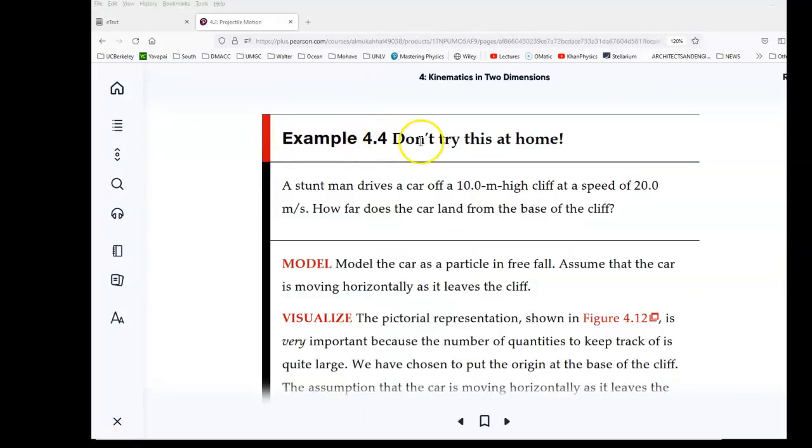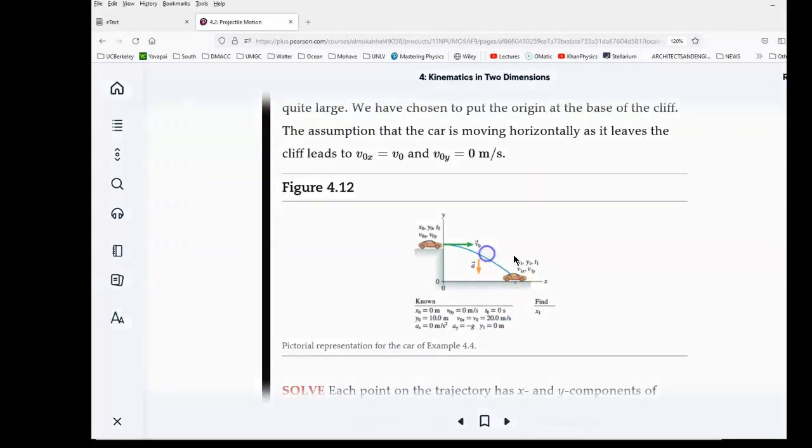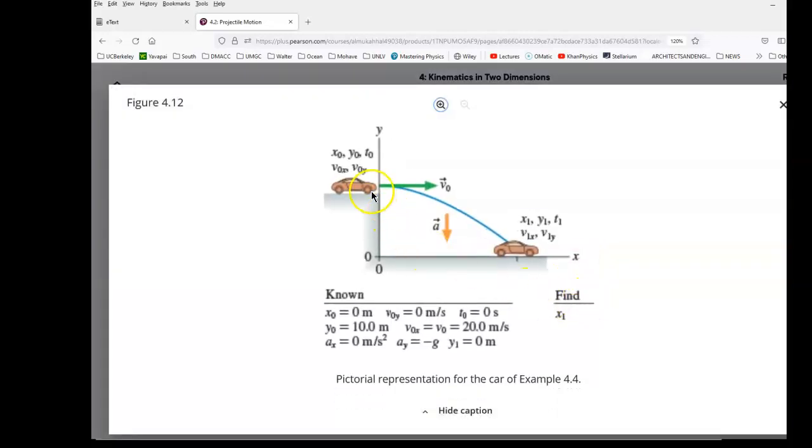Okay, here we are. This is the example that I'm talking about. It says example 4.4, don't try this at home. It says a stuntman drives a car off a 10 meter high cliff at a speed of 20 meters per second. How far does the car land from the base of the cliff? And then we have a picture right here. So here's the car, here's the cliff, he drives it off, and then it lands right there. And I want to know the distance traveled by the car here, the range. Simple problem, I hope. So let's do it.